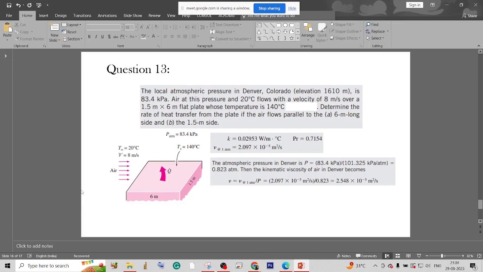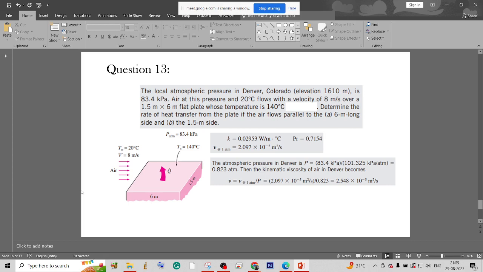Question number 13. It says that the local atmospheric pressure in Denver, Colorado, at an elevation of 1610 meter, is 83.4 kilopascal. This is atmospheric pressure, right? The air at this pressure is 20 degrees Celsius and flows with a velocity of 8 meter per second over a 1.5 meter by 6 meter flat plate whose temperature is 140 degrees Celsius. Determine the rate of heat transfer from the plate if the air flows parallel to the 6 meter long side and the 1.5 meter long side.